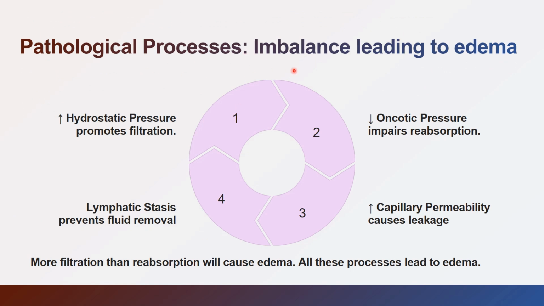So the pathological processes or imbalances which lead to edema are: number 1, increased hydrostatic pressure promotes filtration, and decreased oncotic pressure, number 2, impairs the reabsorption, so there is edema. Increased capillary permeability, there is leakage, so there will be edema. Fluid will move to the interstitial space. And lymphatic stasis will prevent the fluid removal from the interstitial space, so fluid will remain in the interstitial space, not draining into the lymphatics, resulting in edema. So in brief, more filtration than reabsorption will be causing edema.